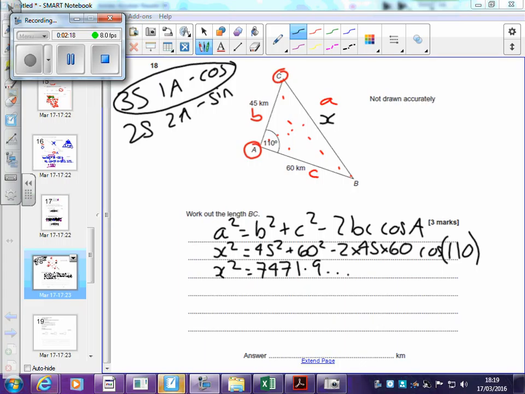7471.9. Now, I don't want x squared, I want x, so I need a square root to get rid of the squared bit. So square root of answer, and just do it on your calculator, root answer, don't try and type everything in. x is equal to 86.4. I'm not specifically told what to round it to, so I'm just going to leave it to 1 decimal place, so 86.4 kilometers.